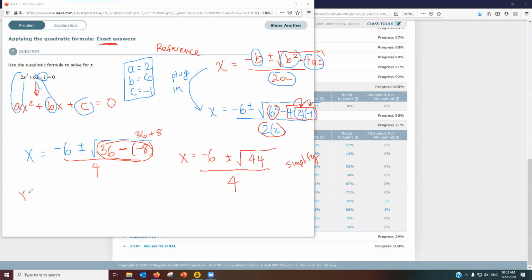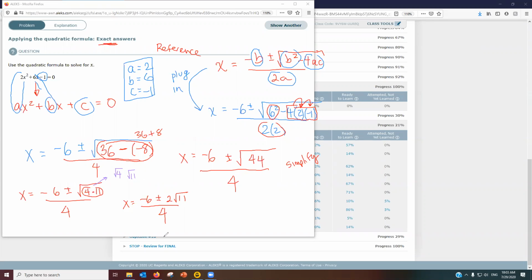I'm noticing that the square root of 44, I can really think of that as 4 times 11. Right? 44 is the same as 4 times 11. Well, that means I can break that up into 2 separate square roots. So I'm going to think of this as the square root of 4 times the square root of 11. But I know the square root of 4 is 2, so I'm going to write this as plus or minus 2 times the square root of 11 over 4.